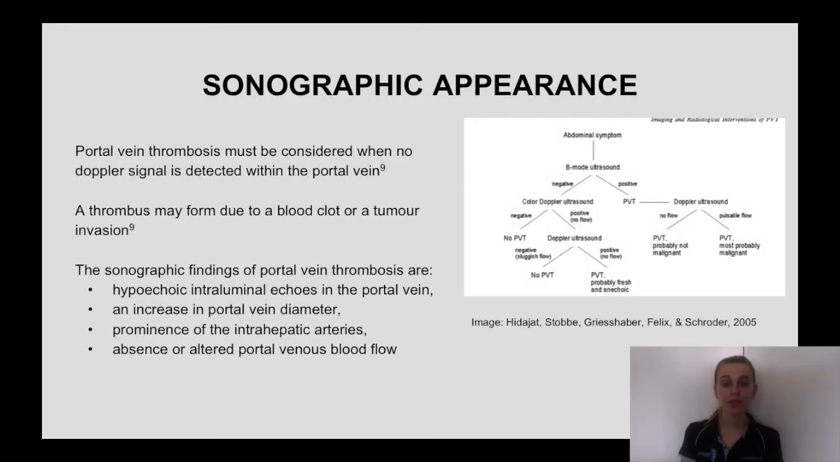Portal vein thrombosis must be considered when no Doppler signal is detected within the portal vein. A thrombus may form due to a blood clot or a tumour invasion. The sonographic findings of portal vein thrombosis are hypoechoic intraluminal echoes within the portal vein, an increase in portal vein diameter, prominence of the intrahepatic arteries, and absence or altered portal venous flow.